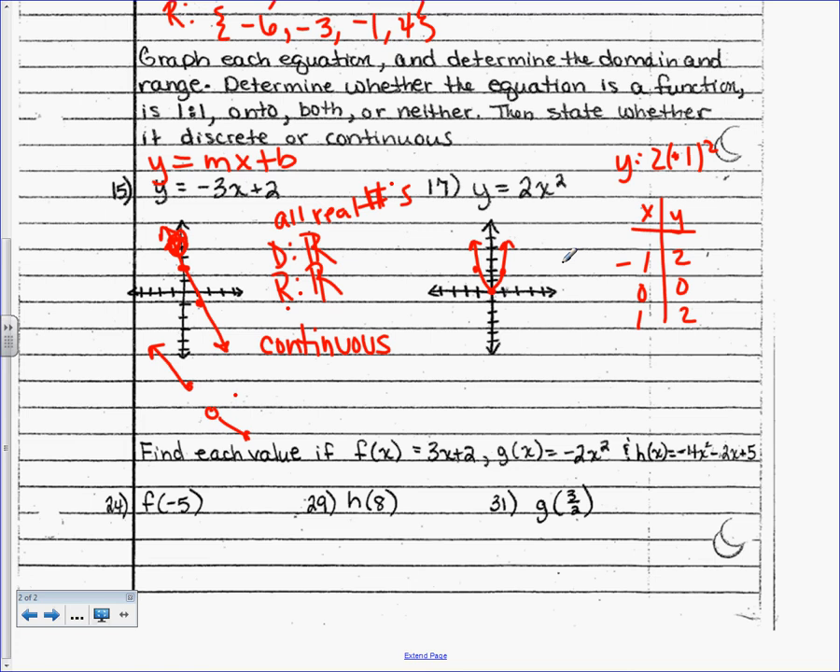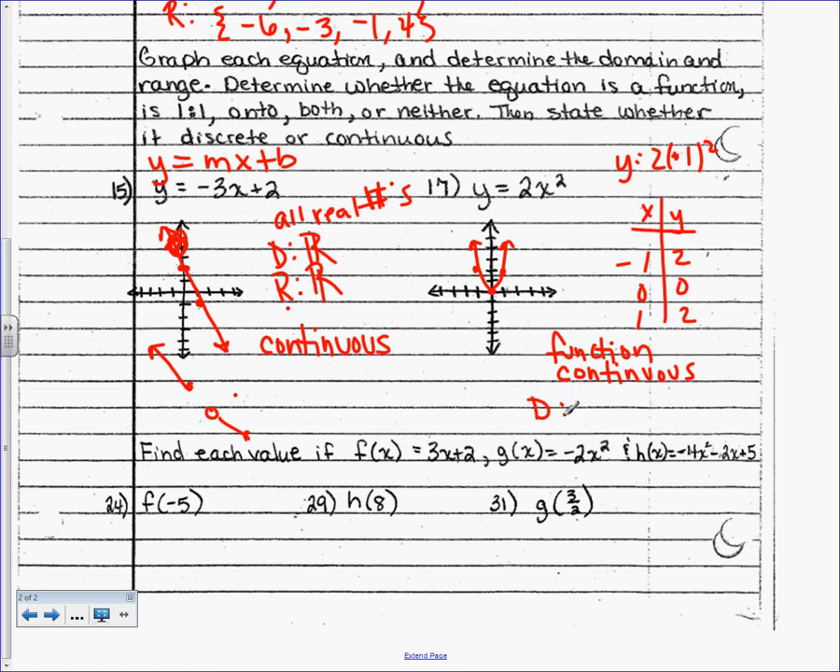Determine whether it's a function. Does this pass the vertical line test? Yeah, right? There's no x's that repeat. So yes, it's a function. I think we forgot to answer that over here. Whoopsie, we'll go back. So yes, it's a function. What kind? We will get to that later again. And then discrete or continuous. So is this a smooth curve with double-headed arrows, or is it a bunch of random dots? So that's going to be continuous, right?